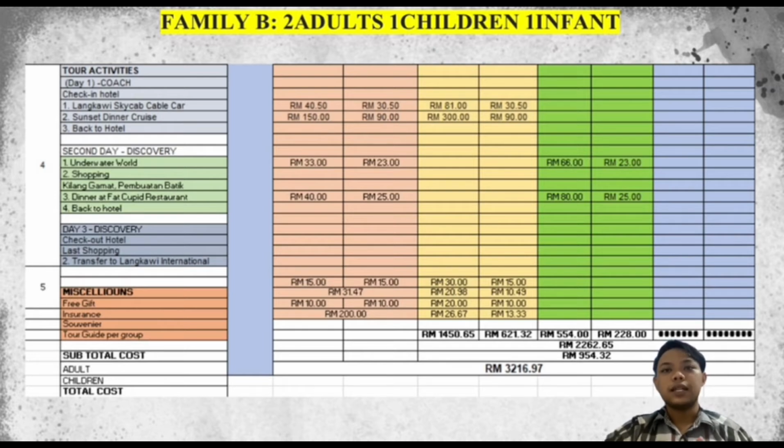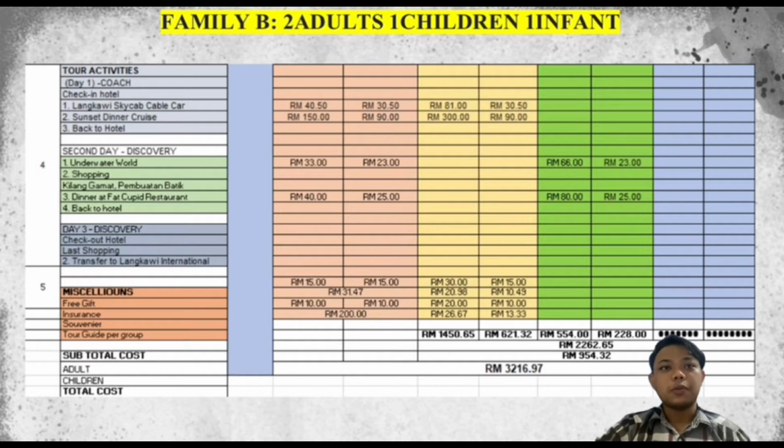For the day one, it will take 30 ringgit for adult and 15 ringgit for children about the free gift. And for the insurance, it will take 20 ringgit 98 cents for adult and 10 ringgit 49 cents for children. For the souvenir, it will take 20 ringgit for adult and 10 ringgit for children. For the tour guide per group, it will take 26 ringgit 67 cents for adult and 30 ringgit 33 cents for children.